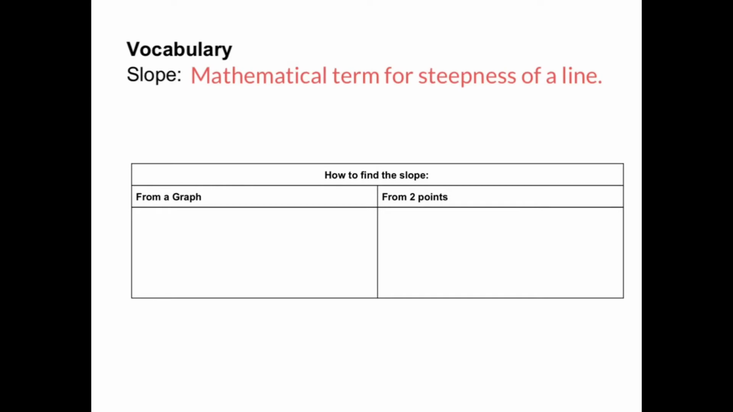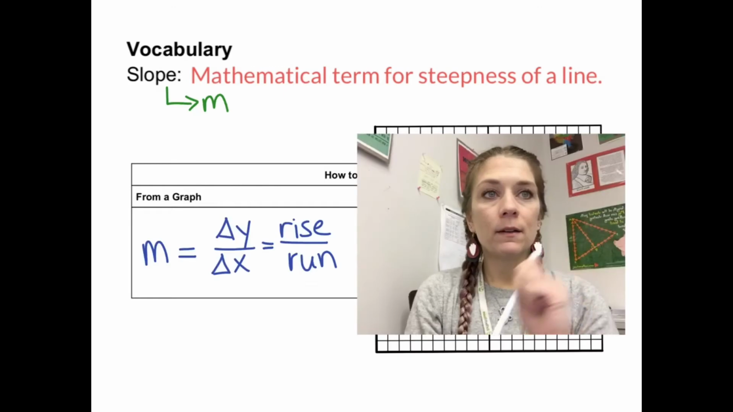By definition, slope is a mathematical term for steepness of a line. We use the letter M to represent slope. It is calculated in two different ways depending on what information is given. We will look at how to find it from a graph when you are given a picture of the line, and then when you are given 2 points, which is just information from the line.